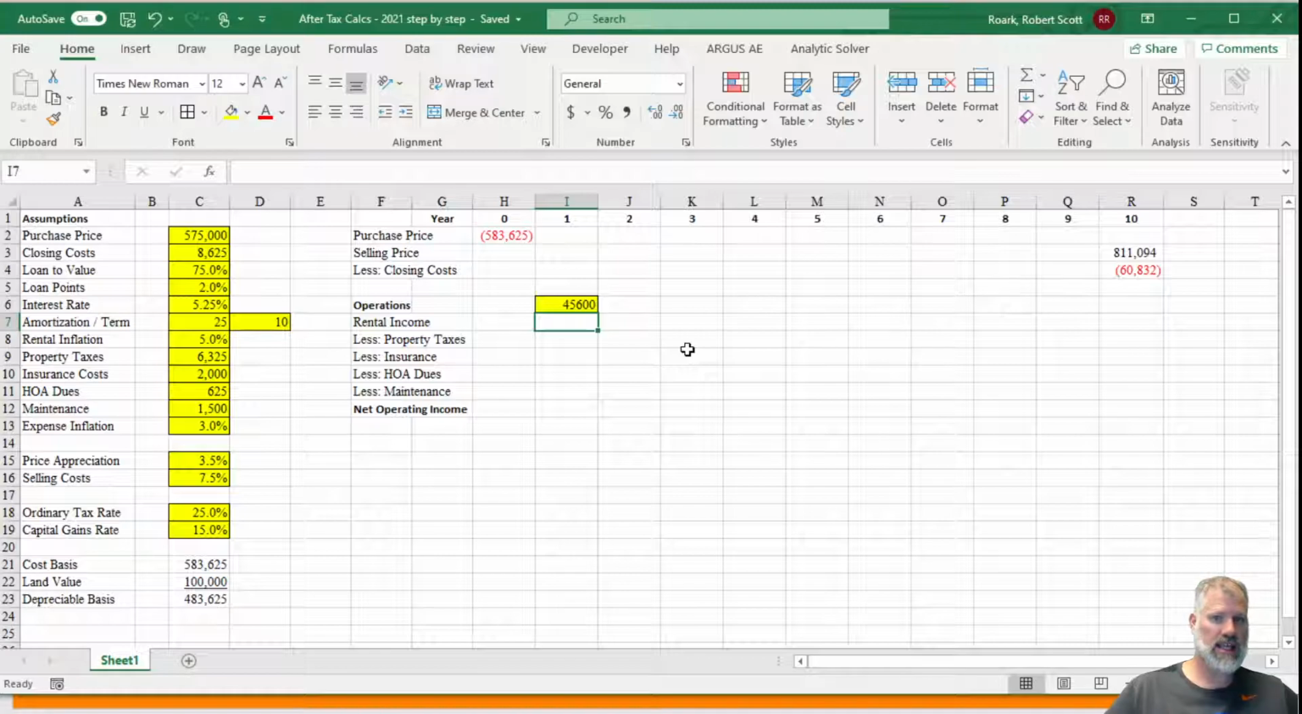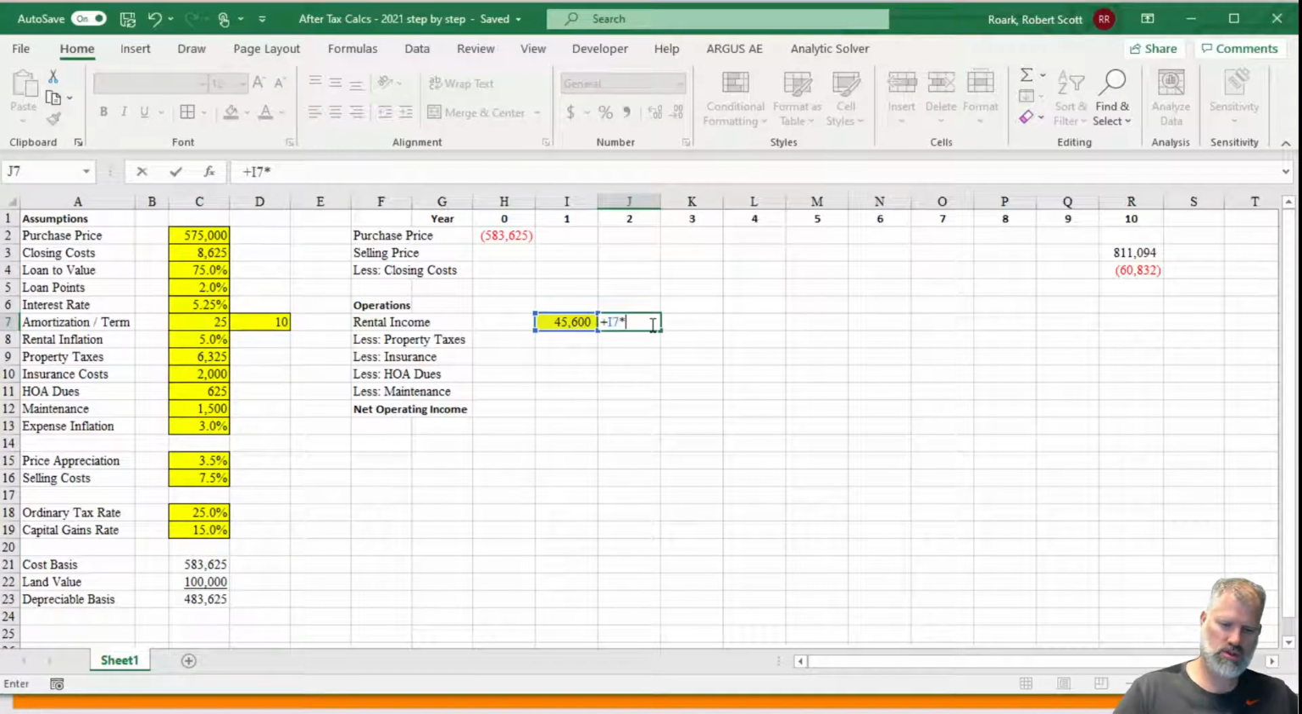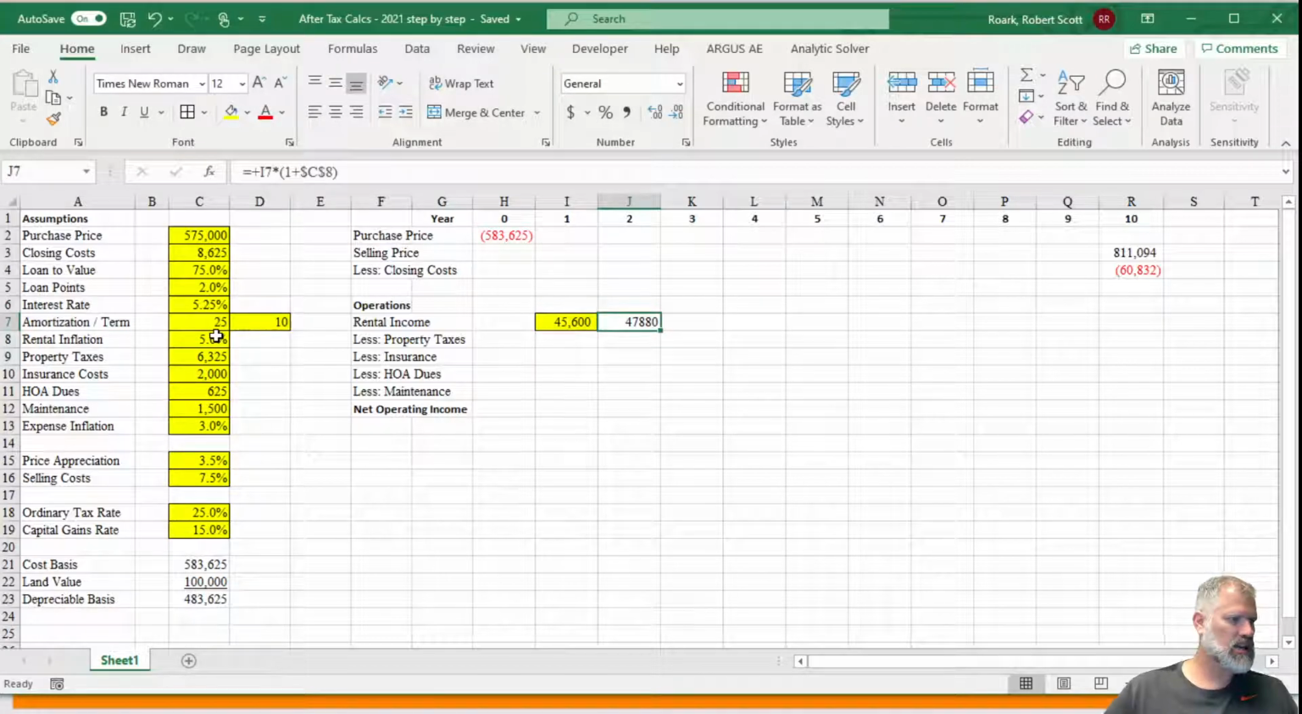The yellow indicates that it is an assumption. Let me format that real quick. So we got $45,600 as the, and let me move this down to the rental income. There we go. And the rental income is growing, it tells us, at a rate of 5% per year. So I'm going to just refer to the cell next door, multiply it times 1 plus the growth rate of 5%. I need to F4 for that to lock it in place. And I got a new number.